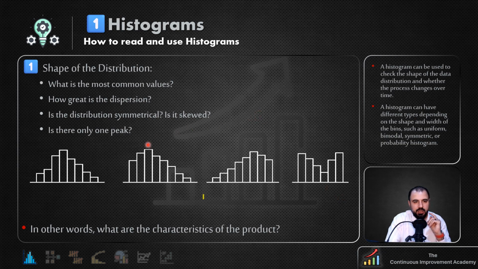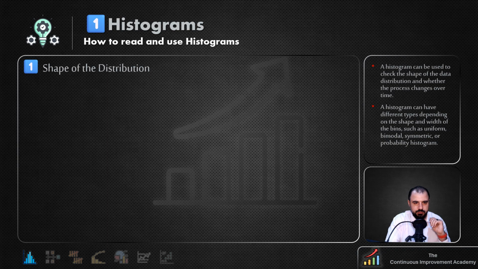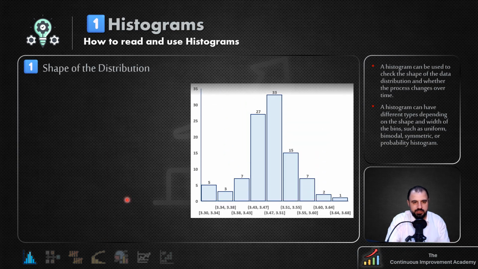This is the first thing that we can learn when we see any kind of histogram. In other words, we can learn about the characteristics of our performance or our product's features and performance. So let's see one example, here with actual numbers.